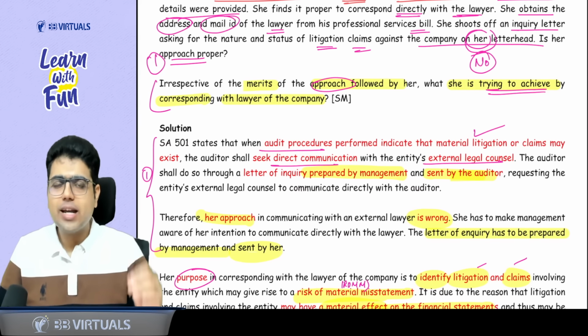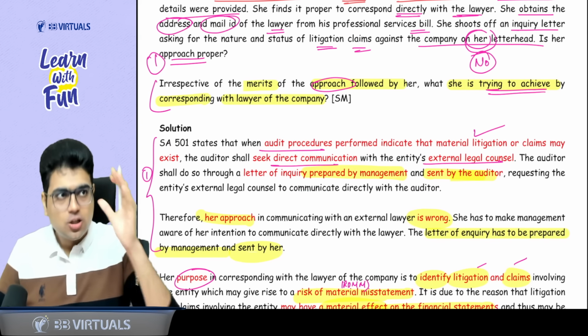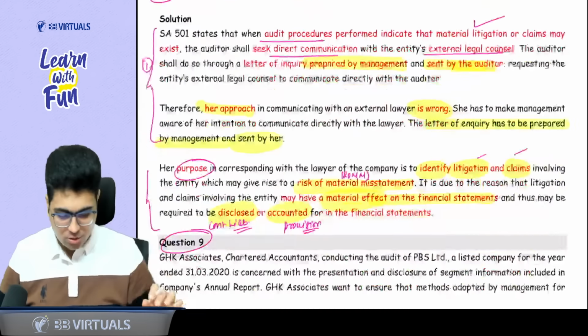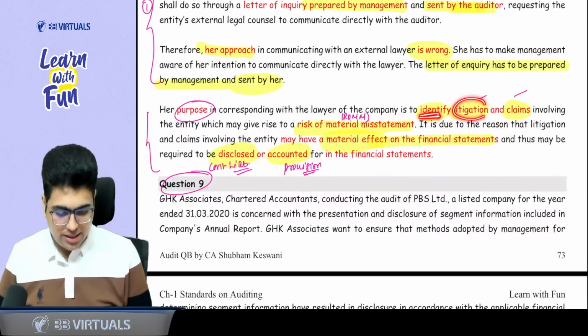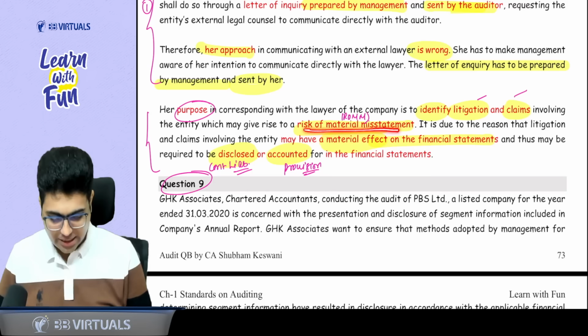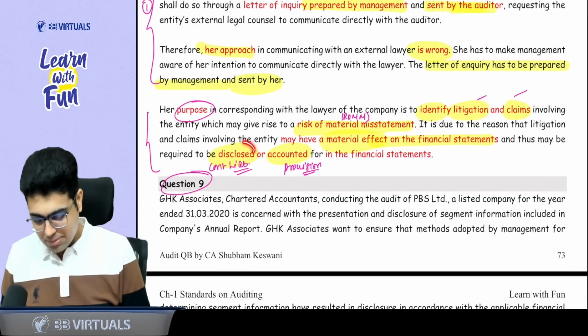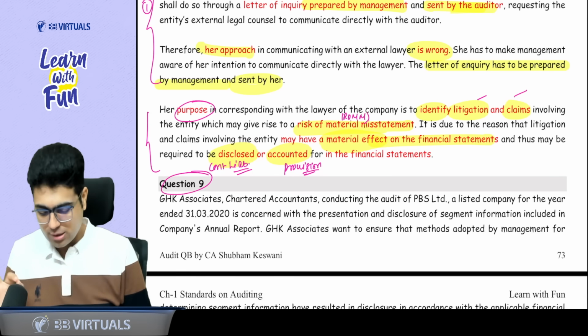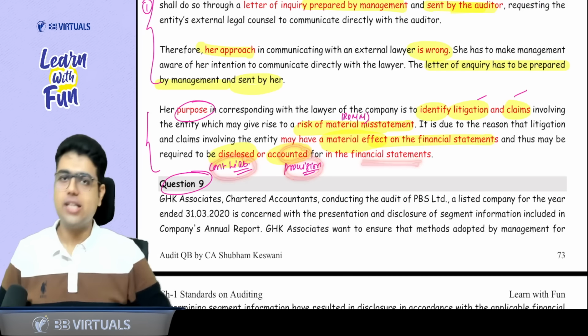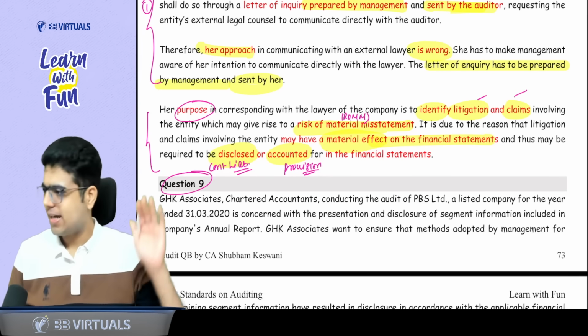Sir, she is trying to know about the litigations and claims so that proper provision is created or proper contingent liability is disclosed. So she is trying to identify the litigations and claims so that she can identify whether there is a risk of material misstatement, so that they can be properly disclosed or accounted. Disclosed means contingent liability, accounted means proper provision is created in the financial statement. You are understanding the logic or not?